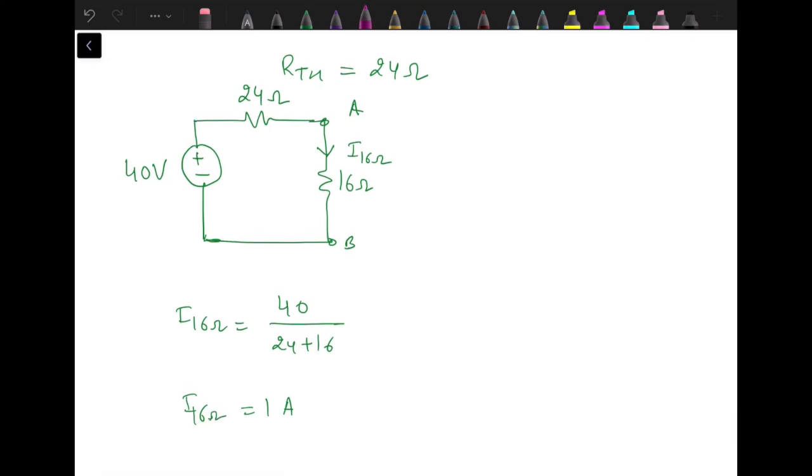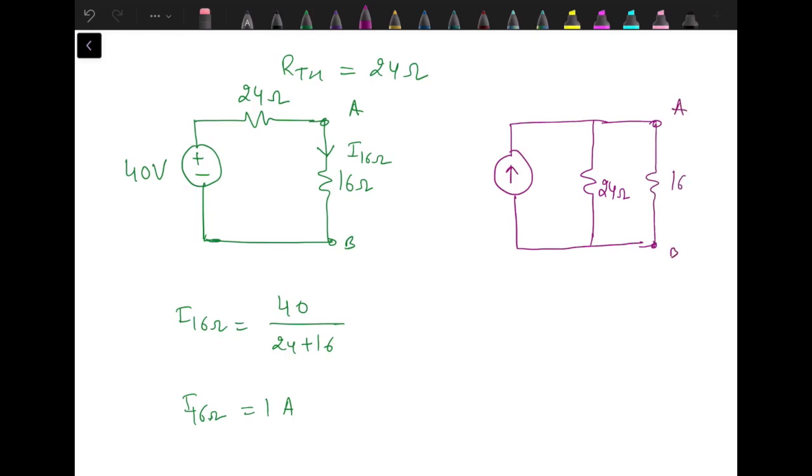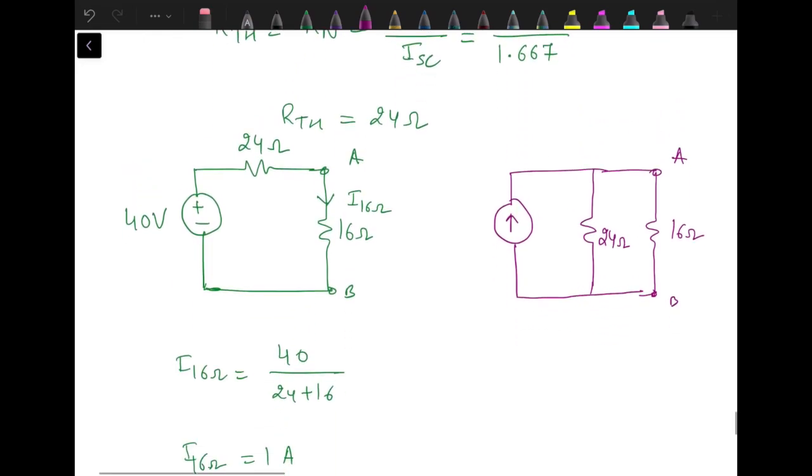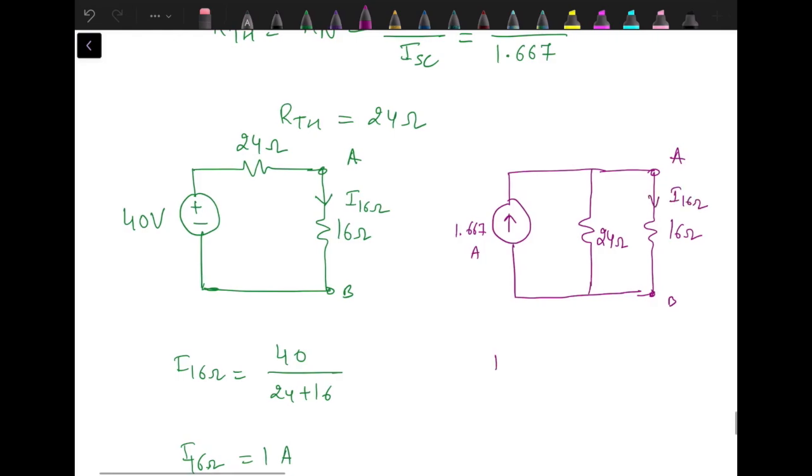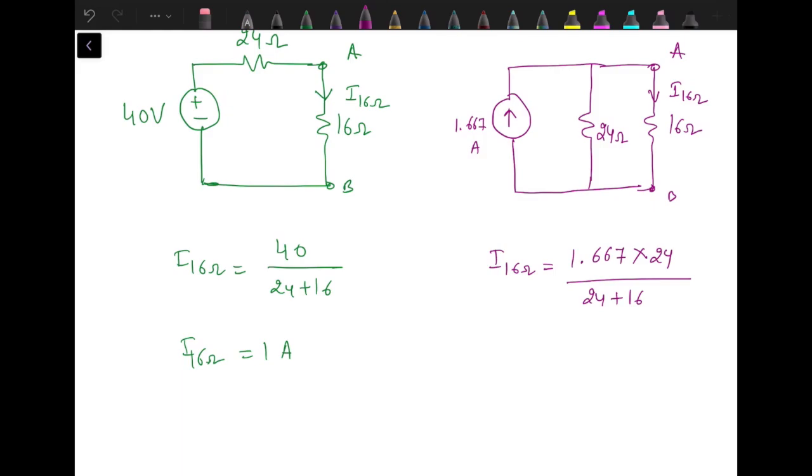We can draw the Norton's equivalent as well. In Norton's equivalent, we draw the current source, which is given as the short circuit current, in parallel with the Norton resistance, 24 ohm, and between A and B, we have to connect the load resistance back, that is 16 ohm. The value of short circuit current was 1.667 amperes. In order to find out the current through 16 ohm, we have to apply the current division rule. Current division rule is source current into opposite branch resistance divided by opposite branch resistance plus resistance of the branch through which we are finding out the current. Again, we get the answer of I 16 ohm as 1 ampere.